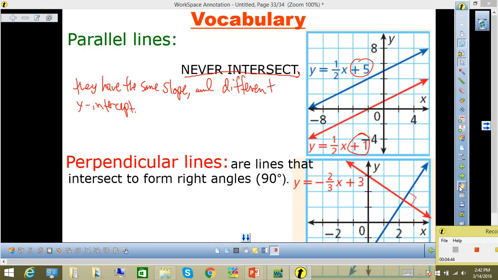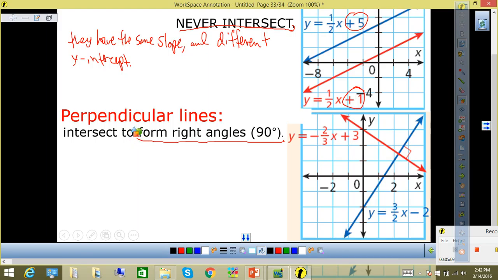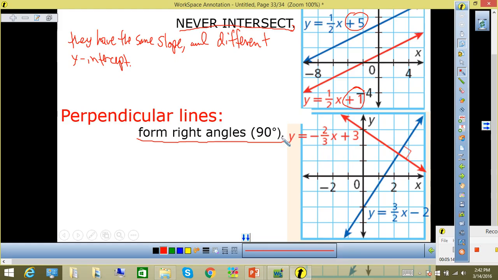Okay. Let's go to perpendicular lines. Perpendicular lines. What is obvious here? That it makes a what? 90 degree angle or right angle. So the one thing we are going to use from here is form right angles. Okay, we got that down. Perpendicular lines form right angles, comma. Now, we looked at the graph. That's where we got that from, the graph. Now, look at the equations.